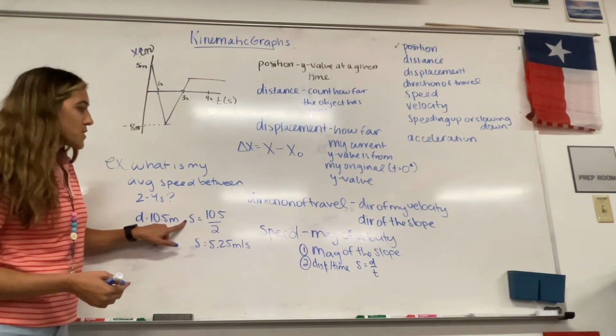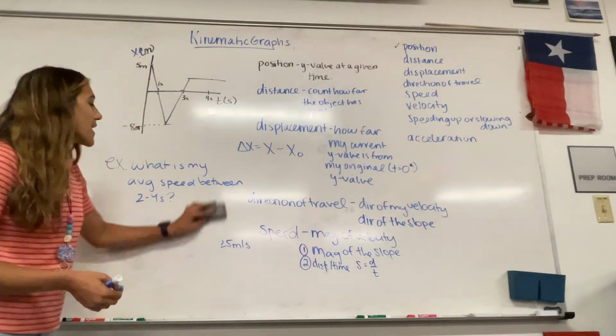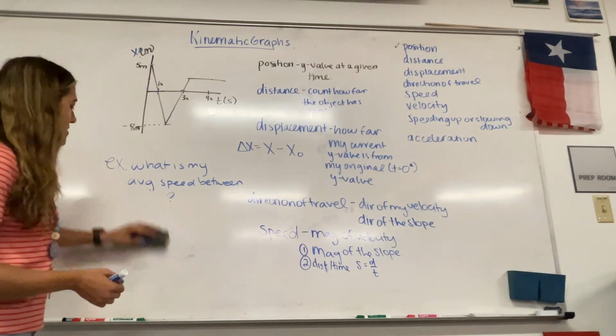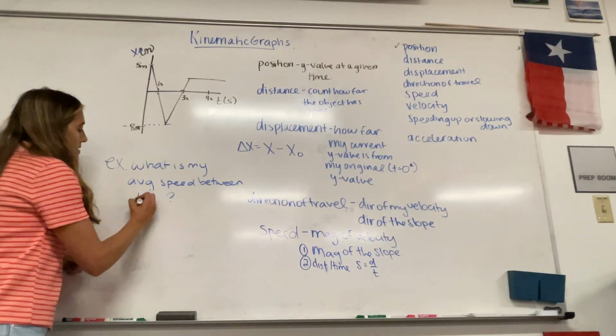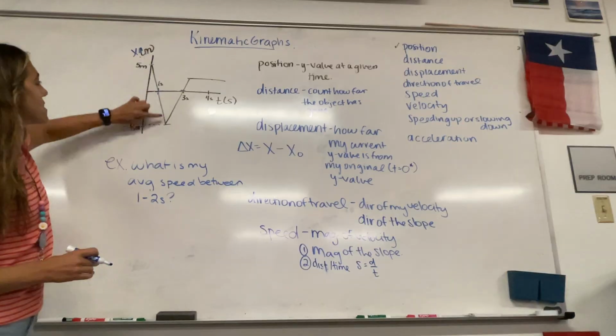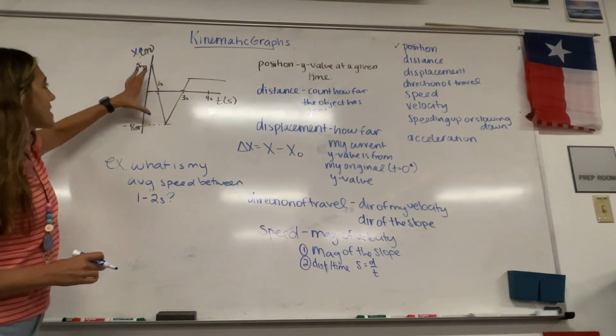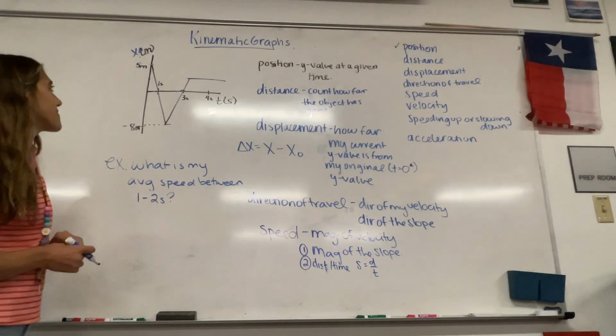Speed is equal to distance over time to find it. Let's do another example and see if we can't use slope this time. So let's go from 1 to 2 seconds. So this is it from 1 to 2. So I want to know my slope for this section right here.